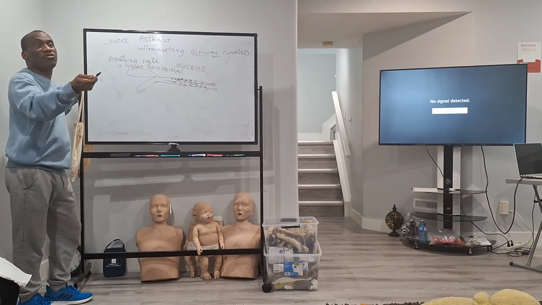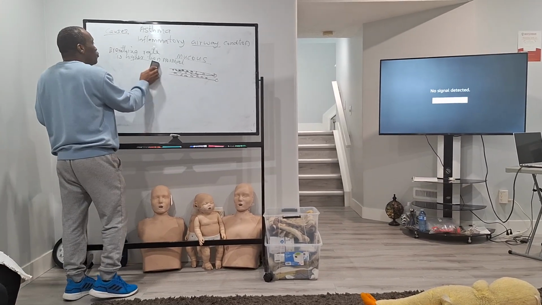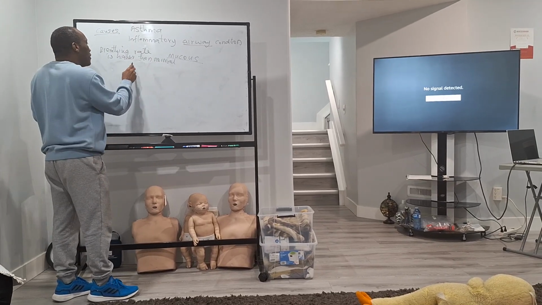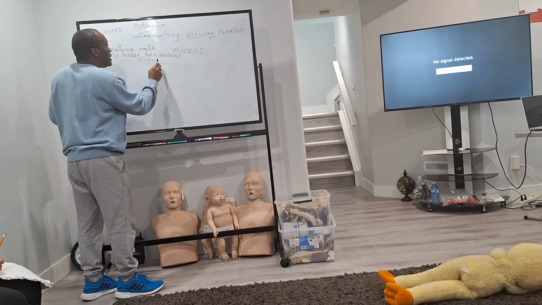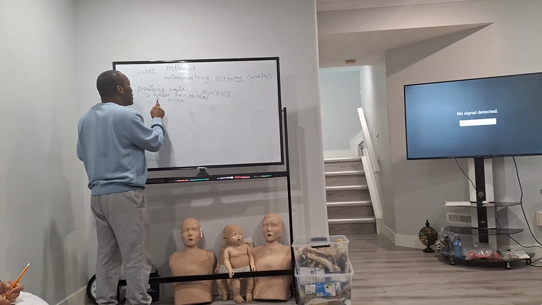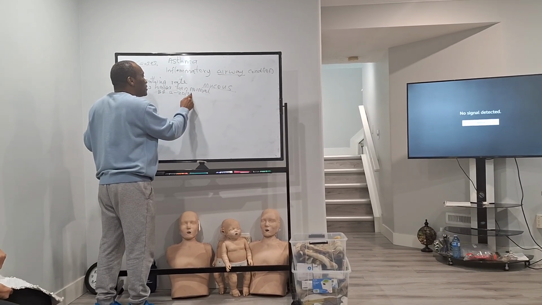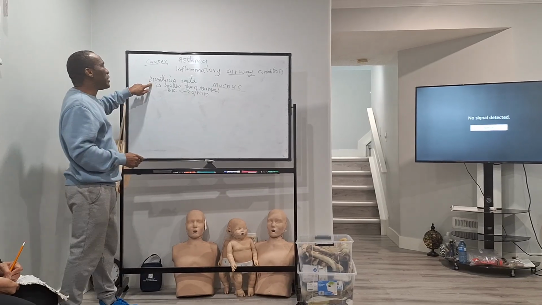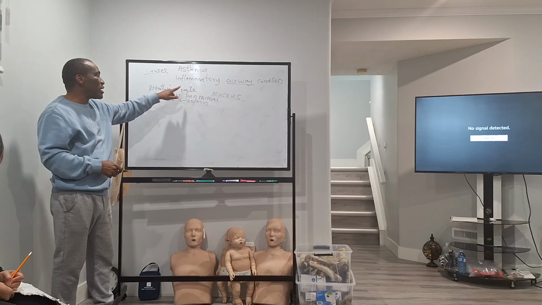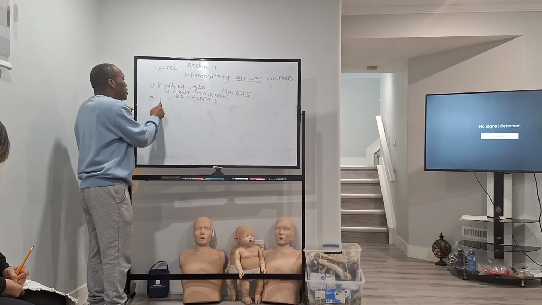Remember, I told you for an adult who is at rest, how many times are you supposed to be breathing? 12 to 20 times in 1 minute. This is the breathing rate. But if somebody is having asthma, the person will be breathing more than this number because the rate will go up.